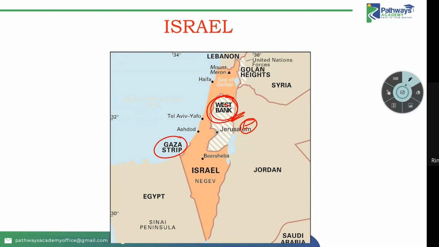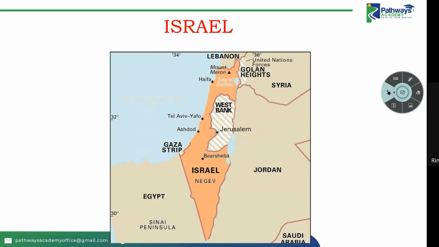And they will also say that from the word bank, it is situated on the banks of the Mediterranean Sea. Is it right? No. It is situated on the banks of the Jordan River. That is why it is known as the West Bank. It is situated on the west bank of the Jordan River.